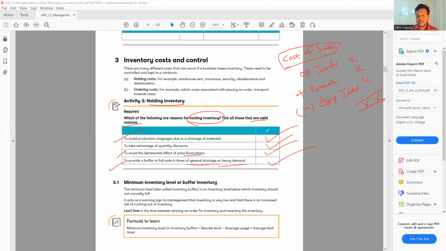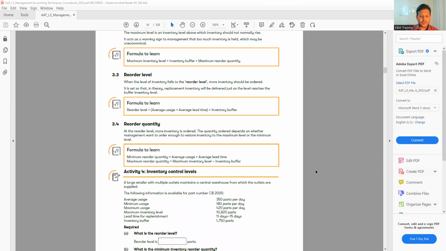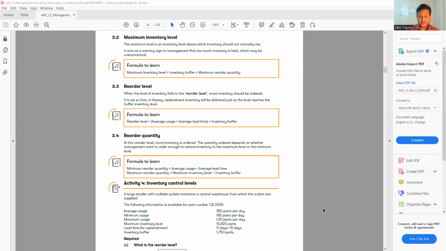All right, let's move on. The next one we have here is some formulas. You can read this, but it's not very common in the exam. It will never come, but we can do one question just to show how it works. So for example, the first formula we have here, maximum inventory level. Maximum inventory level is the inventory buffer plus maximum reorder quantity. And then reorder level. Reorder level means average usage times average lead time plus inventory buffer.